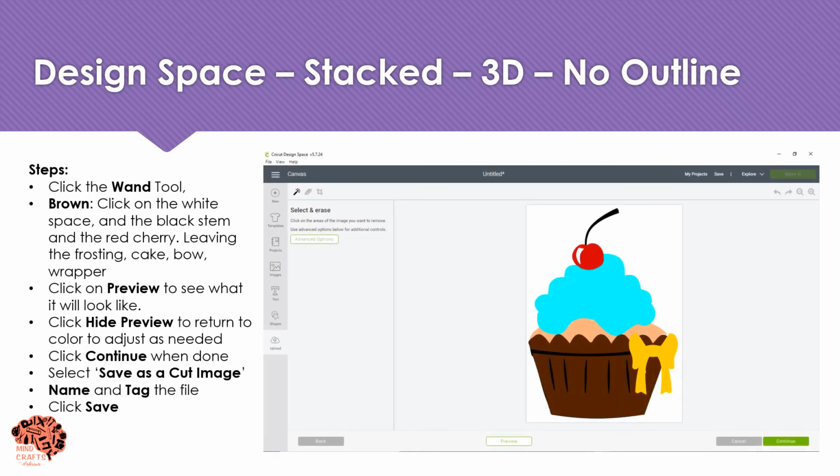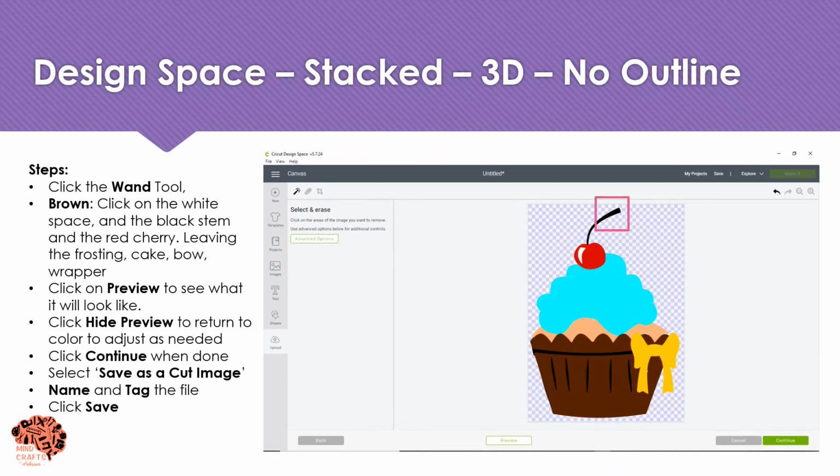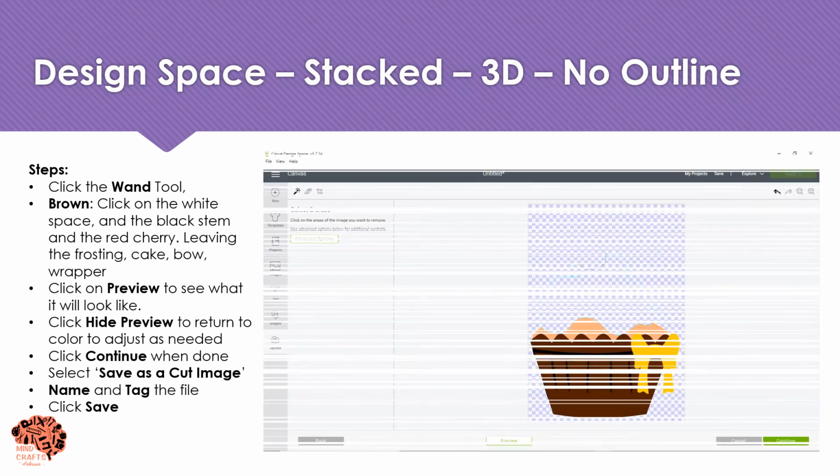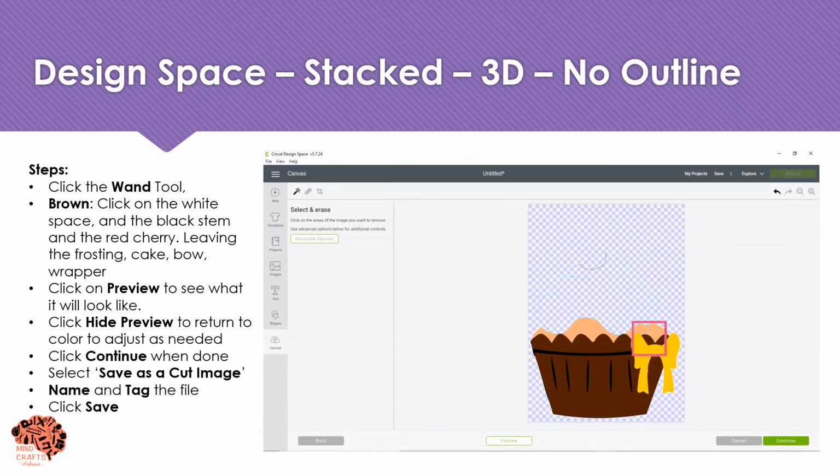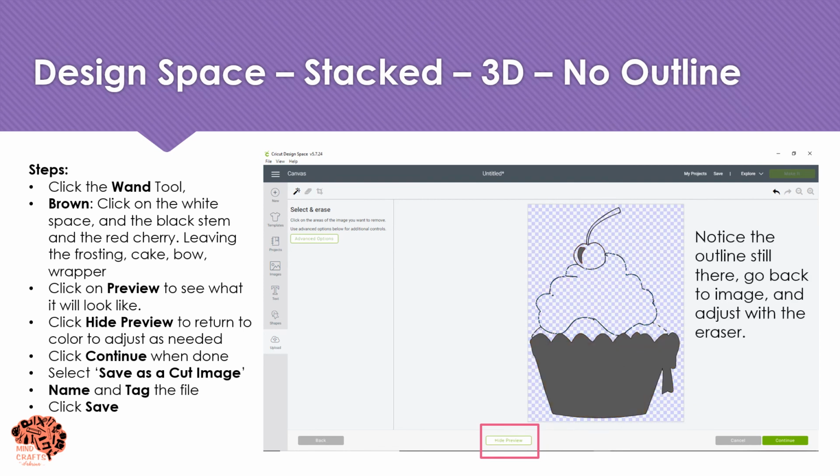Now we have our brown layer. Again, we're going to click on the wand, click on the white area, click on black, click on red, click on blue. We're going to click on all three of those tan areas, and then we're going to check out our preview and see what it looks like.